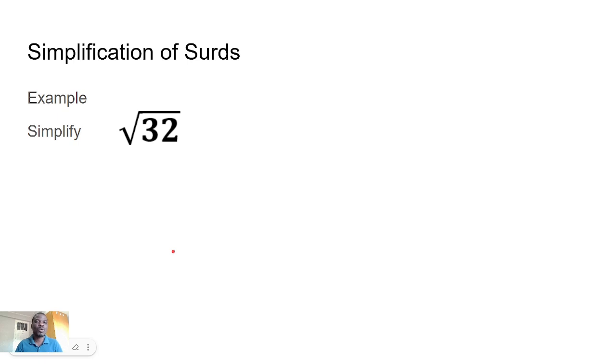Okay, let's see how we can simplify surds. Take for example, you are asked to simplify root 32. What you have to do is to look for a perfect square that is a factor of 32. In this case, we can use 16 because 16 is a factor of 32 and 16 is a perfect square. Therefore, 32 can be expressed as 16 times 2.